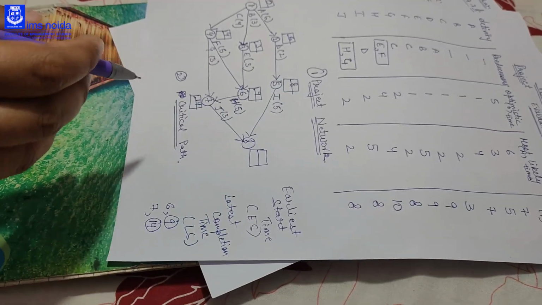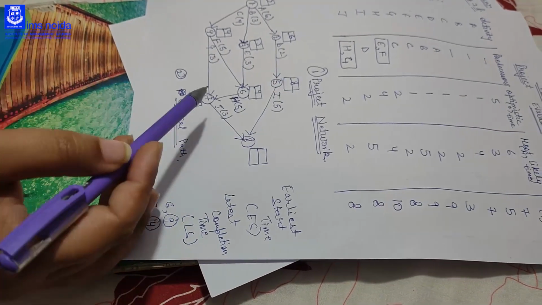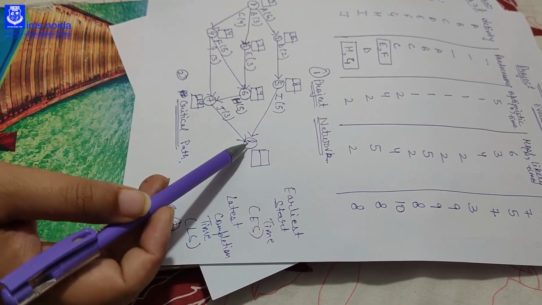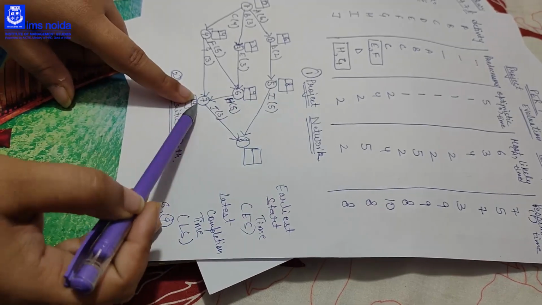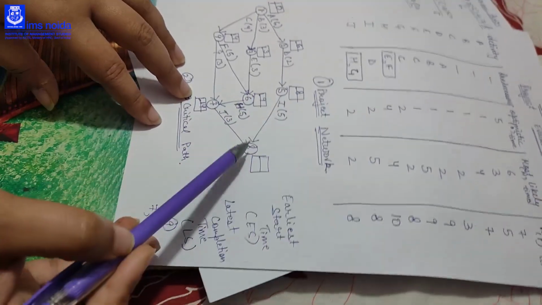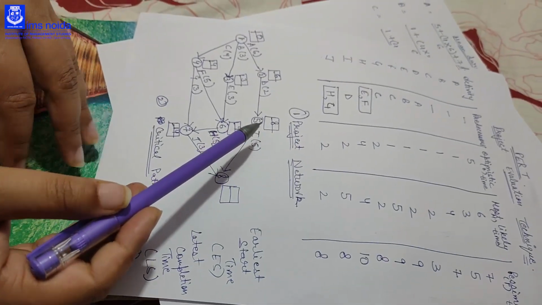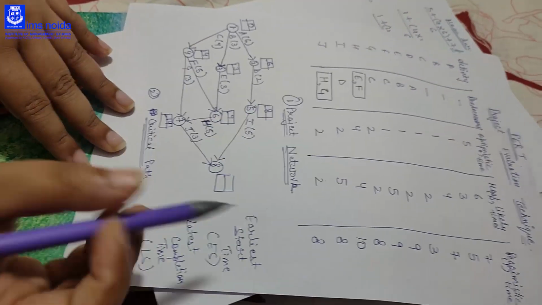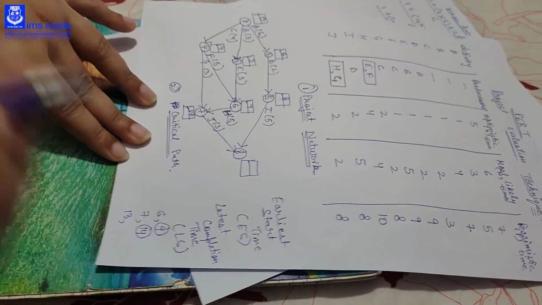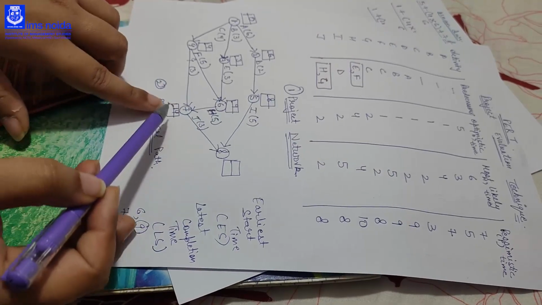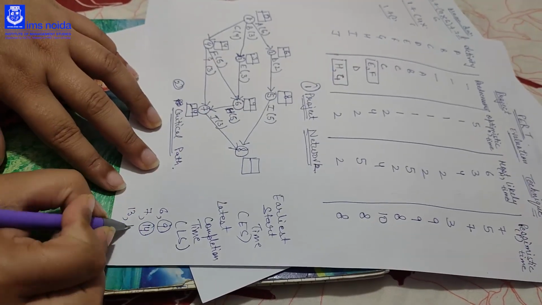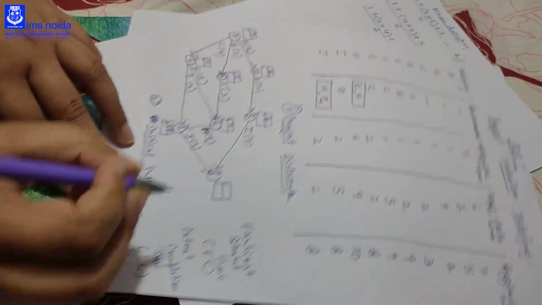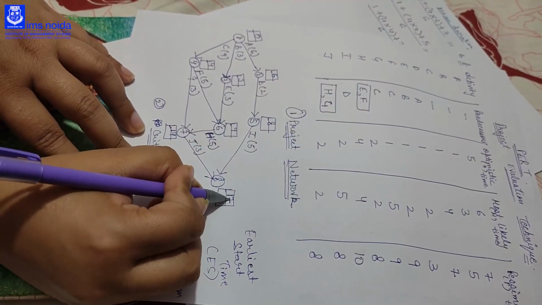Then you come to the 8. If you are coming to the 8, there are two ways to come to the 8, that is 5 to 8 and 7 to 8. If you are coming from 5 to 8, how much time will you take, that is 8 plus 5, that is 13. And if you are coming from 7 to 8, how much time will you take, 14 plus 3, that is 17. So the maximum is 17. So ES of 8 is 17.